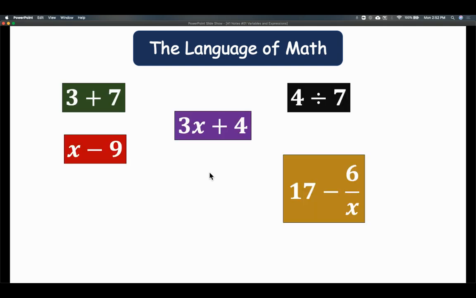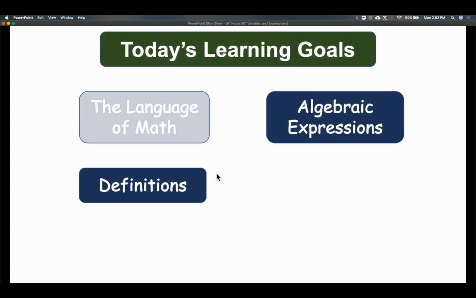So if we take a look at these five different expressions, these are called expressions. What I had the class do was share out loud what they thought each one said. We had people saying this was 3 plus 7. This was 3 added to 7, x subtract 9, x take away 9, 3x plus 4, 3 times x plus 4. So people were saying different things for all of these, and it was becoming clear that people had different viewpoints of what each one said. So we had to come to an agreement on how we were going to say each one of those, as well as how we would know what each one meant.